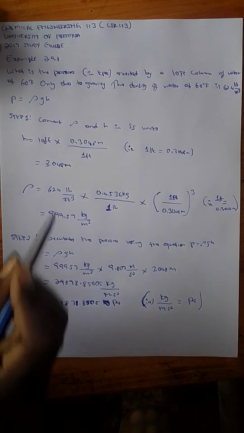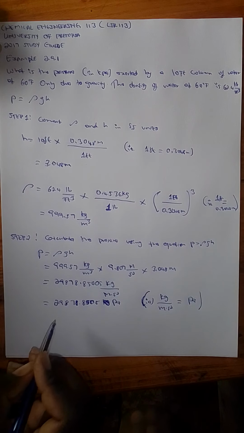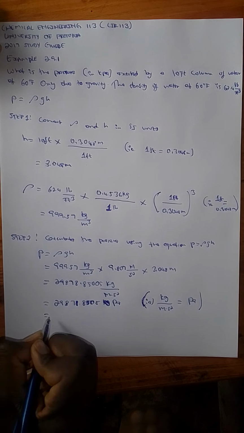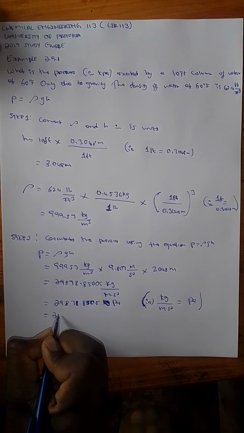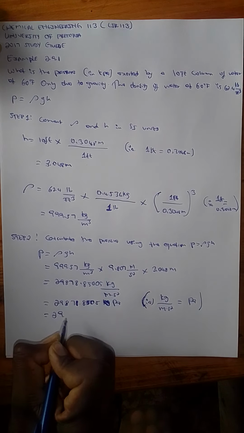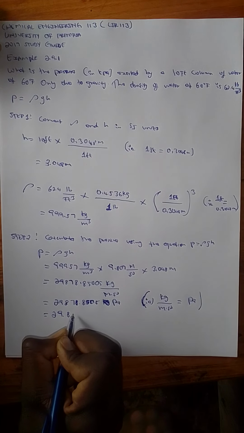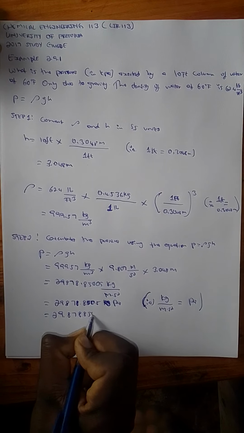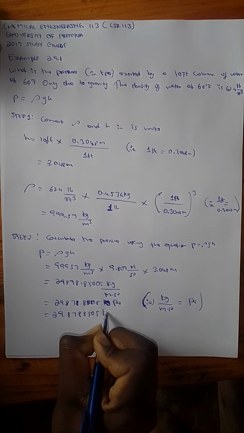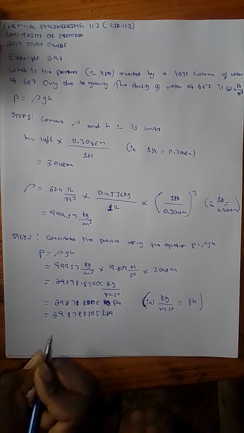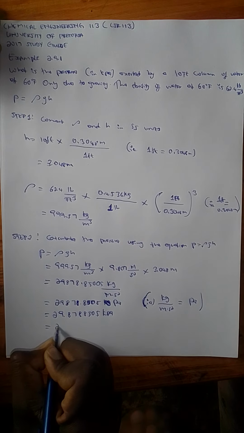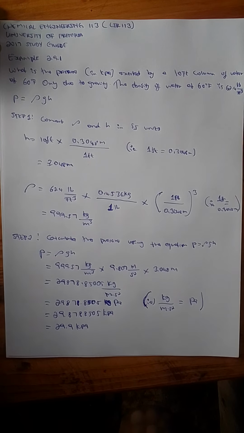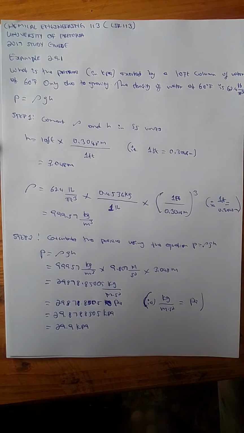Now they wanted it in kilopascals, which means we simply divide by 1,000, and then we have 29.8788505 kilopascals. This we can say is 29.9 kilopascals. So that's how to answer this question.